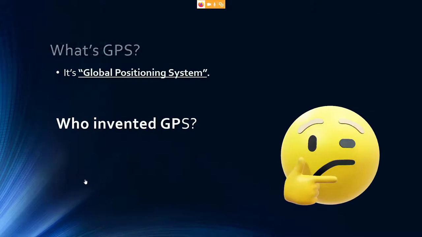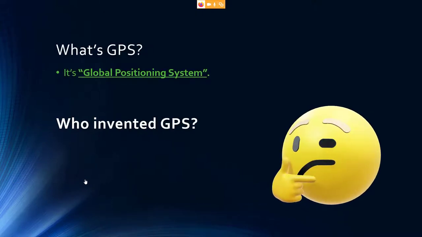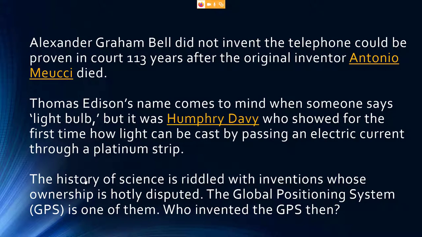So what is GPS and who invented it? That is the first thing one should know about it. And here there is one great thing. You can see the first few lines: Alexander Graham Bell did not invent the telephone, and it was already proven in court 113 years after the original inventor Antonio Meucci died. So another person invented this, but whenever the telephone comes into the picture, we think about Alexander Graham Bell. In the same way, with Thomas Edison, it was Humphry Davy who first showed how light can be cast by passing an electric current through a platinum strip.